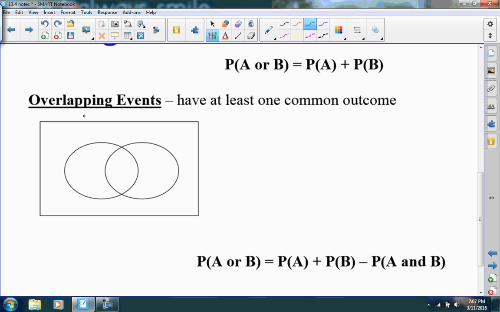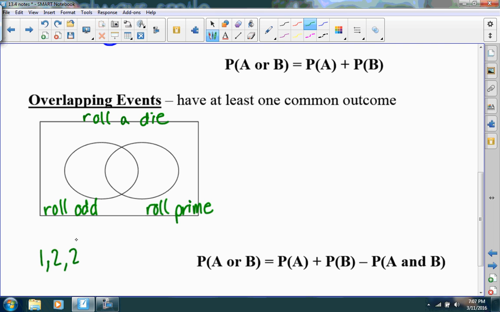So let's say again that we want to roll a die, so that's going to be our event, and we're going to assume that it's a standard 6-sided die. And let's say this time we want to roll an odd number, or we want to roll a prime number. Now remember, prime numbers are numbers that have factors of 1 and themselves. So on our die, we have to remember we've got 1, 2, 3, 4, 5, and 6.